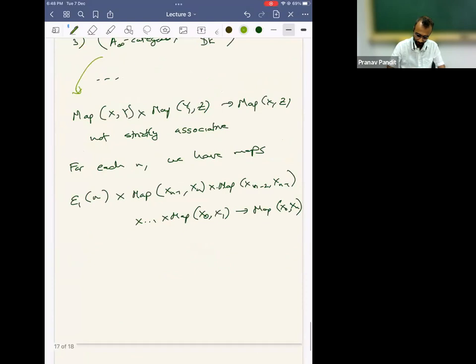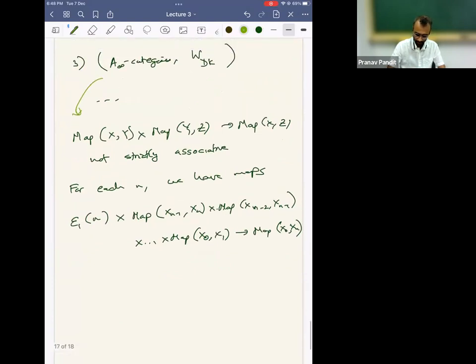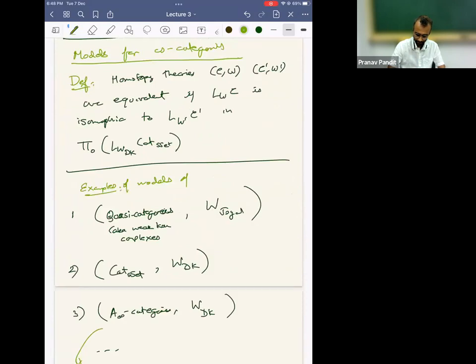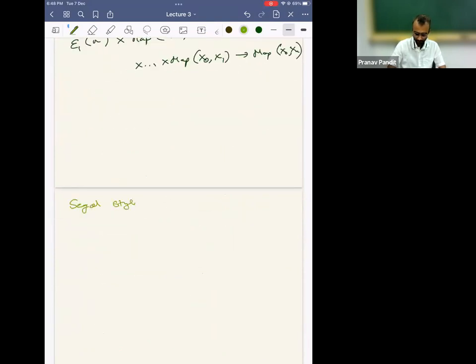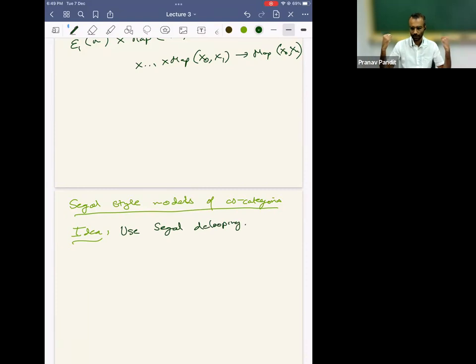So sorry, I said examples of, these are models of infinity categories. Now I want to give some Segal style models of infinity categories. The idea is to use the Segal delooping machine. For the infinity category definition, I used the Rezk delooping machine. Here we want to use the Segal delooping machine.